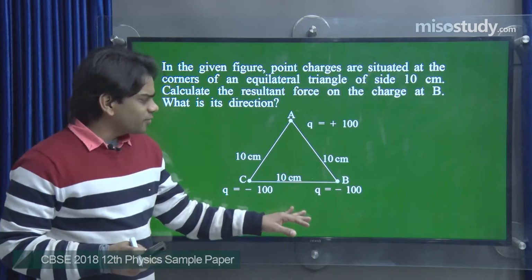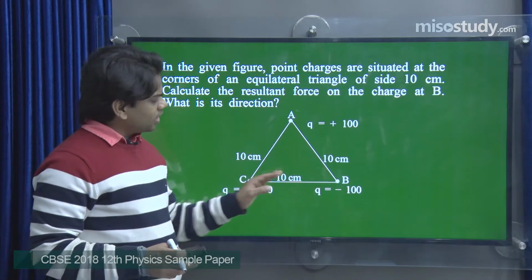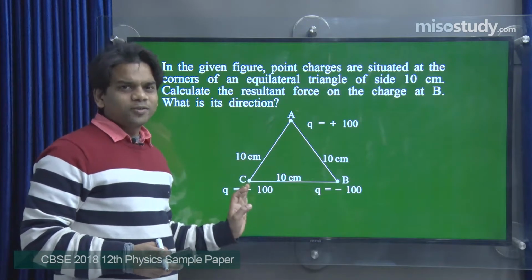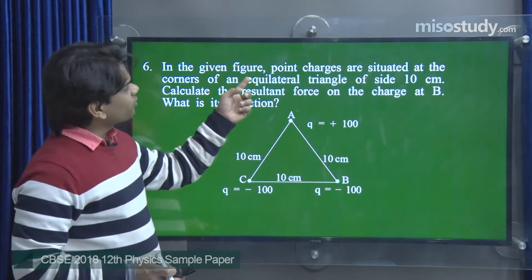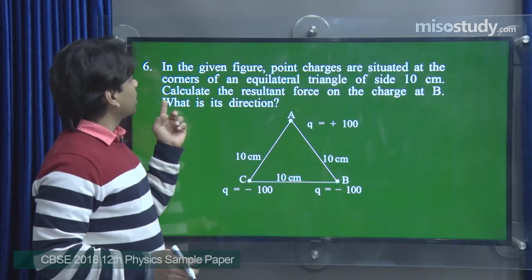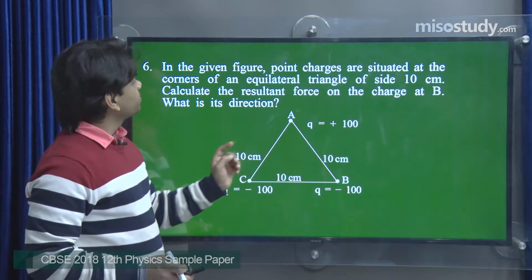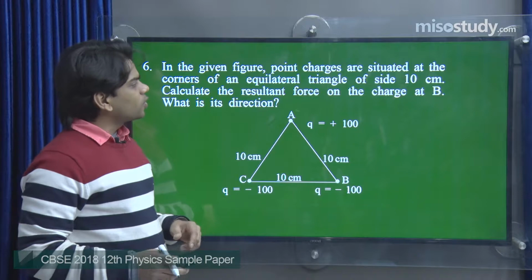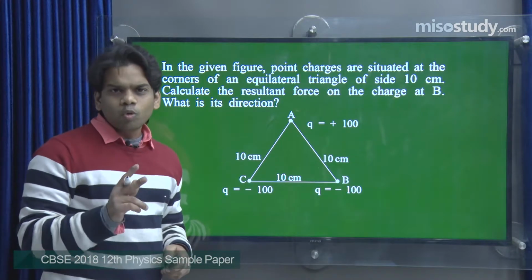First question. Now see with this diagram, before reading the question, we can make out that there will be some calculation involved. It will take some time, and if you know the basics, we can easily solve this. In the given figure, point charges are situated at the corners of an equilateral triangle of side 10 cm. Calculate the resultant force on the charge at B. What is its direction?